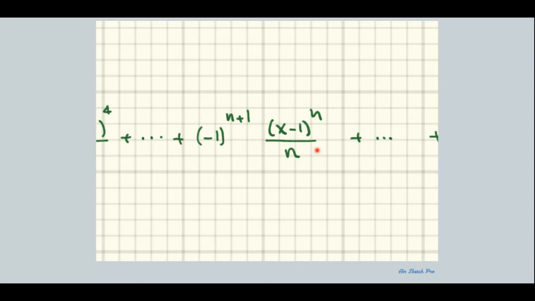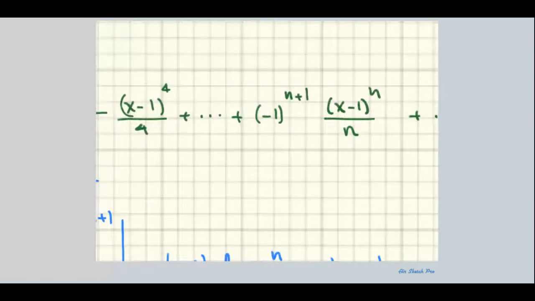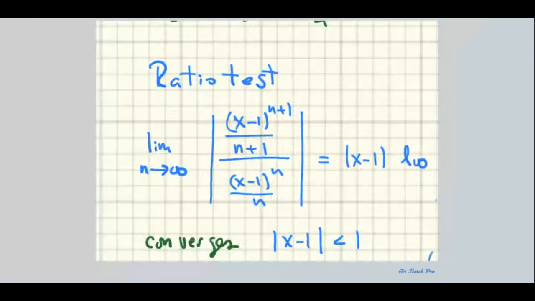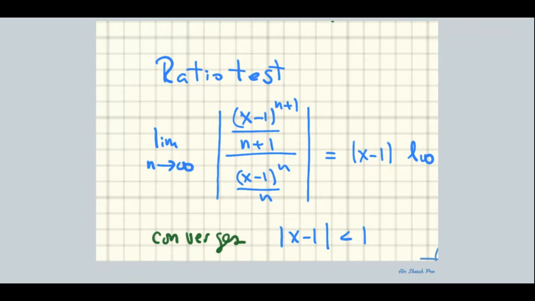So I'm going to look at the n plus first term by adding 1, and divide it by the nth term, which is just this. And that's the ratio that I'm going to use for my ratio test. So here we go. The n plus first term is going to be that x minus 1 to the n plus 1 over n plus 1.